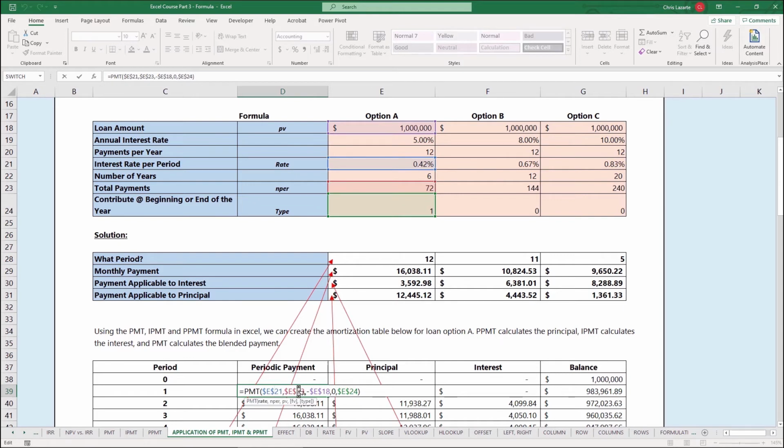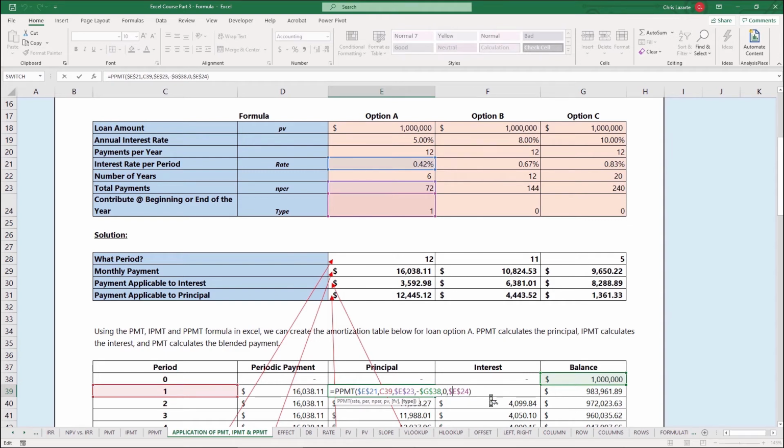Then again, we can use the principal payment formula to calculate the principal amount that's due in period 1. We use the rate of 0.42%. The PER, the period, is 1, so we're referencing cell C39. The number of periods is 72, so we're referencing cell E23. The present value is $1 million. And the future value is 0, and the type is 1.